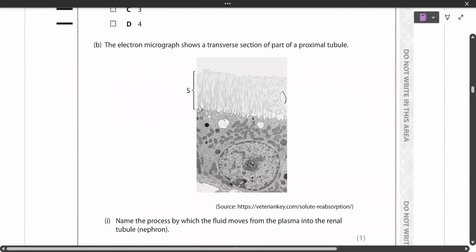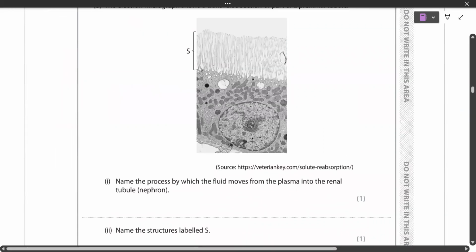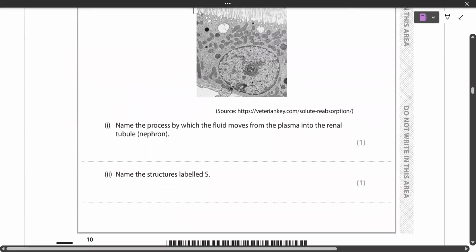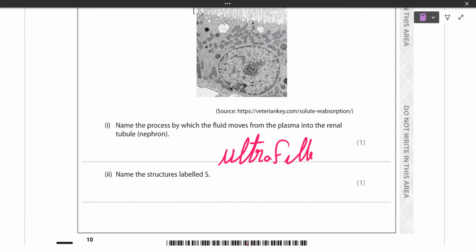Right. The electron microscope shows a transverse section of part of the proximal tubule. Okay, he wants you to name the process. The process is ultrafiltration.